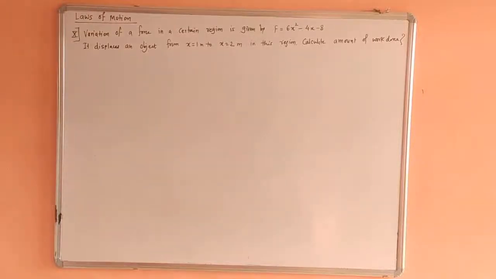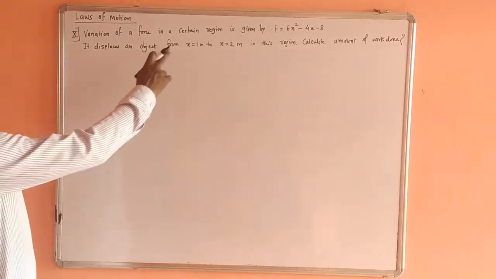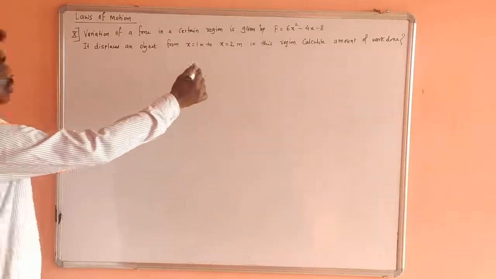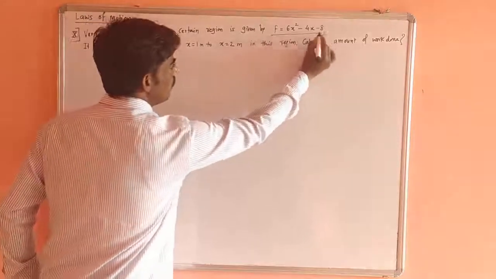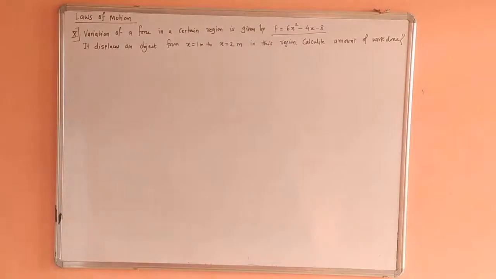Now see, this is our 10th problem from the chapter Laws of Motion. The problem is like this: the variation of force in a certain region is given by F = 6x² − 4x − 8. It displaces an object from x = 1 meter to x = 2 meter in this region. Calculate the amount of work done.